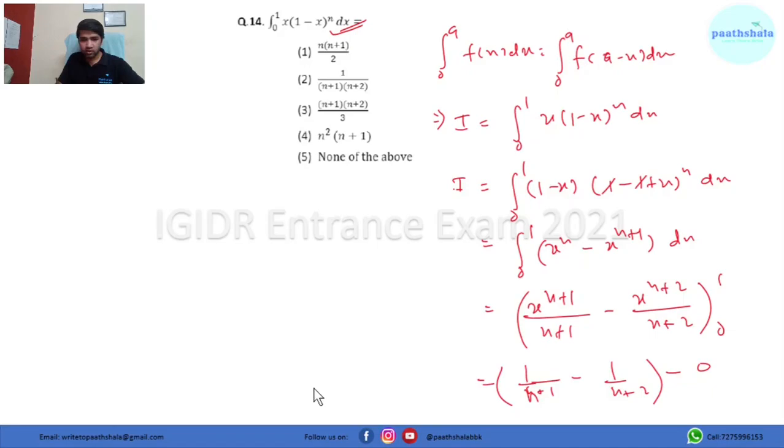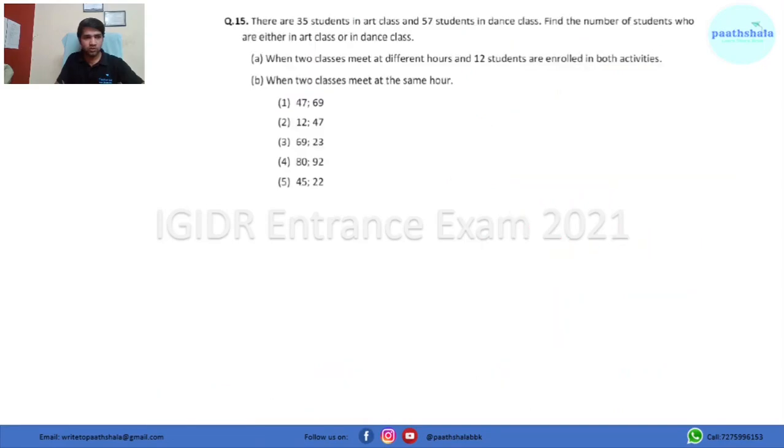Okay, now solve this. So I am writing here, this will be (n plus 1)(n plus 2) in the denominator, and in the numerator you will get n plus 2 minus n minus 1. So this will get cancelled out, and the answer will be 1 upon (n plus 1)(n plus 2). Okay, let's go by choices. So option 2 is the right option. Now let's move to the next question.